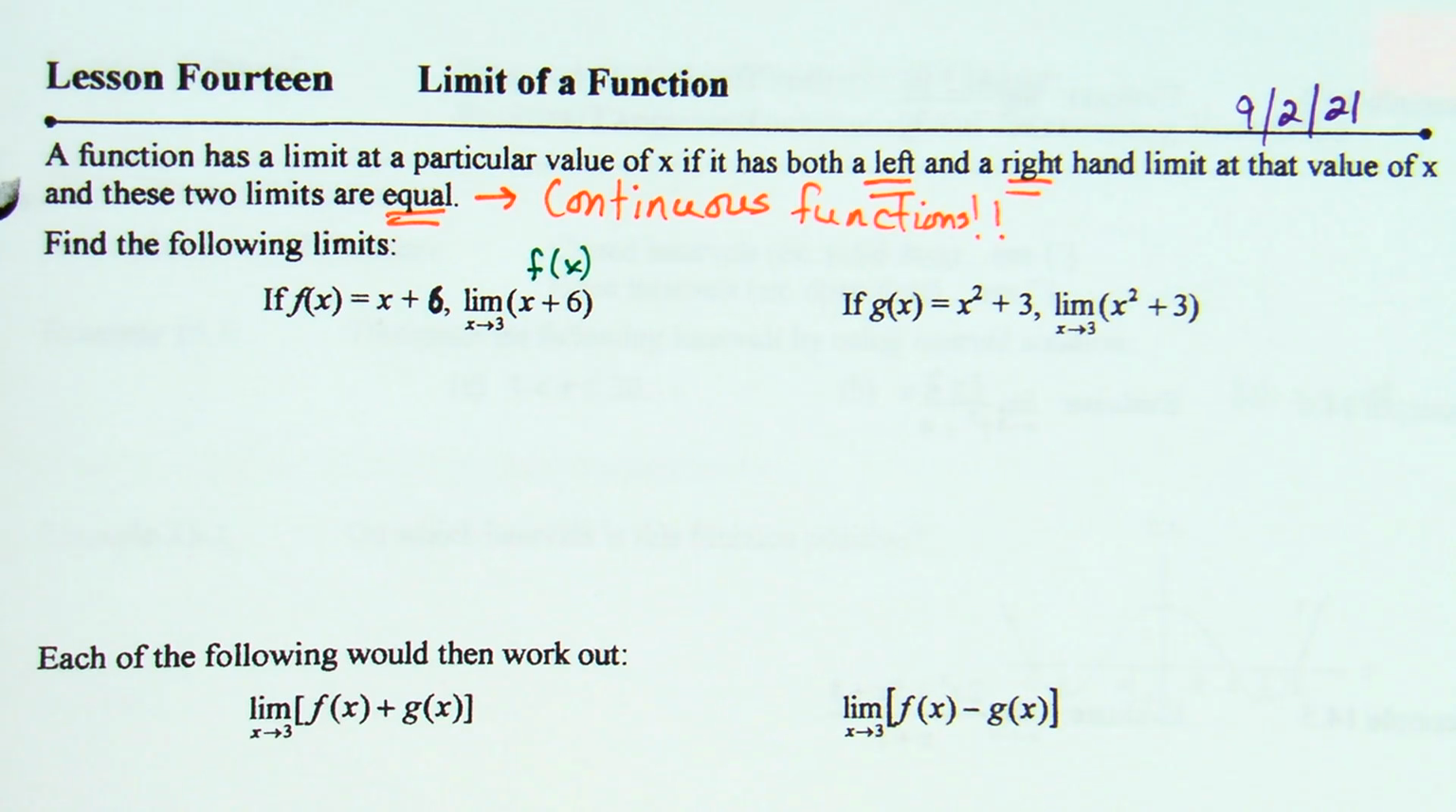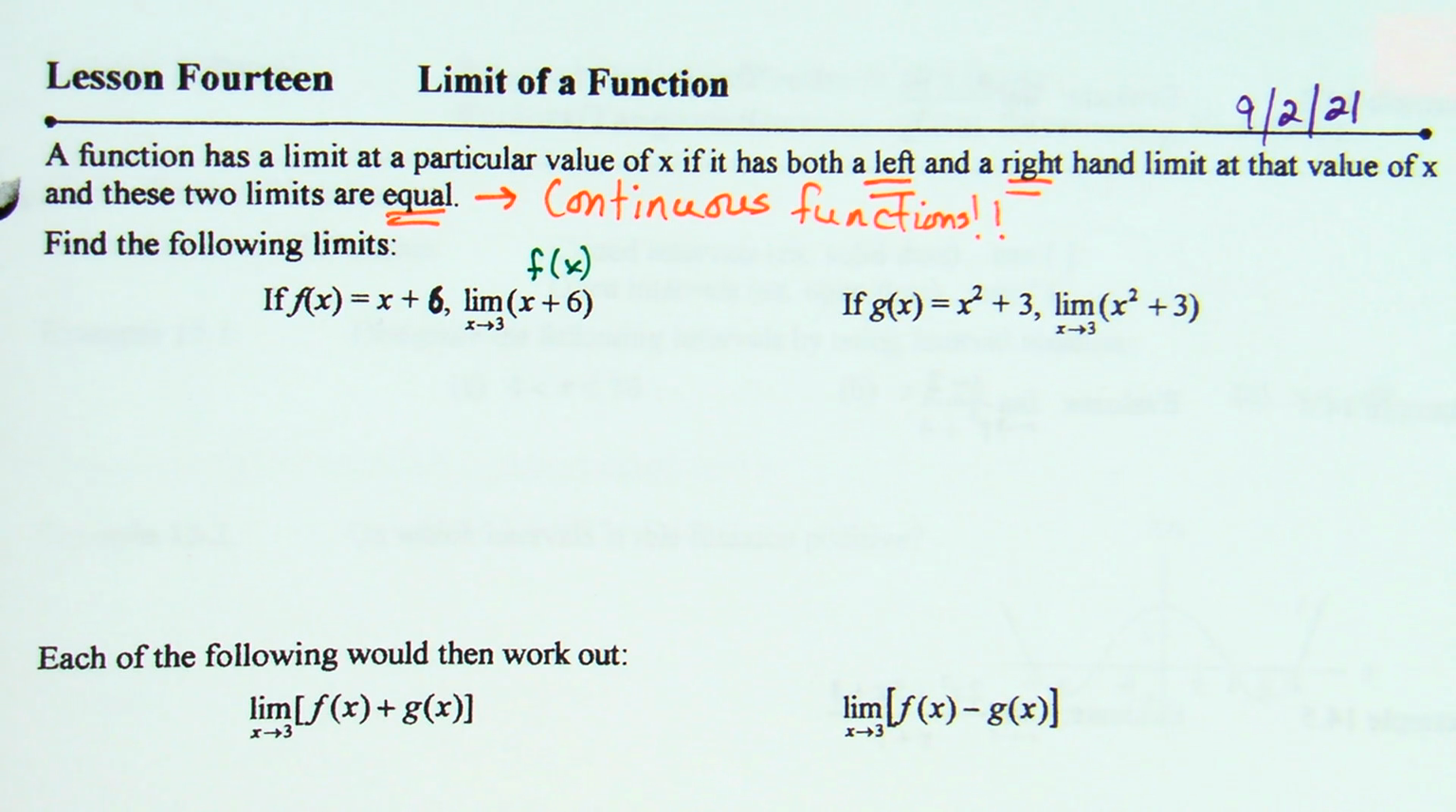Thoughts on how to find that? We're trying to find the limit as x approaches 3 from both sides. If it were from the positive side, there'd be a little plus after it. If it was from the negative side, there'd be a little minus after it, right?